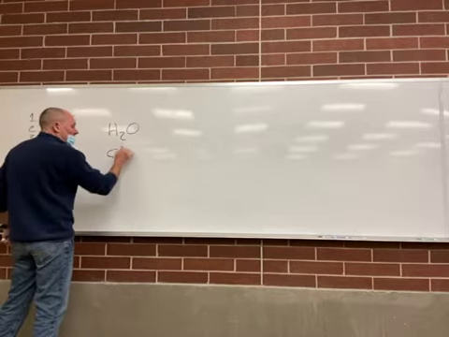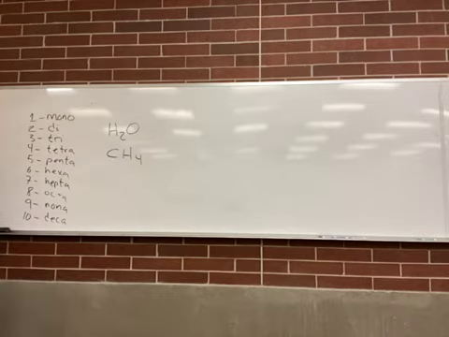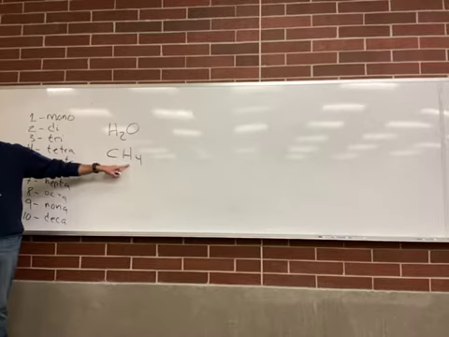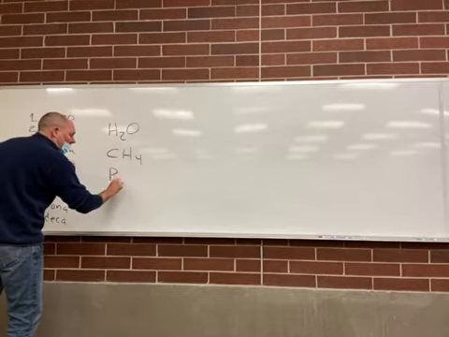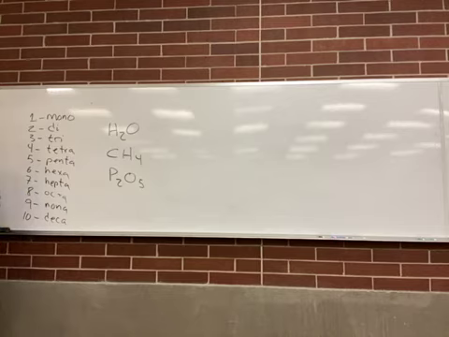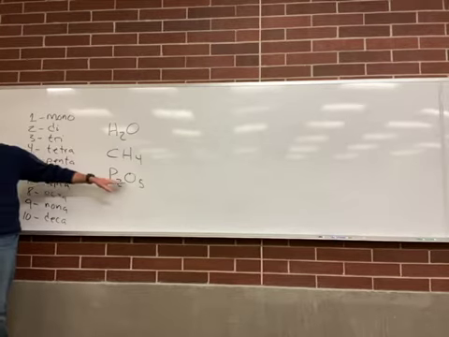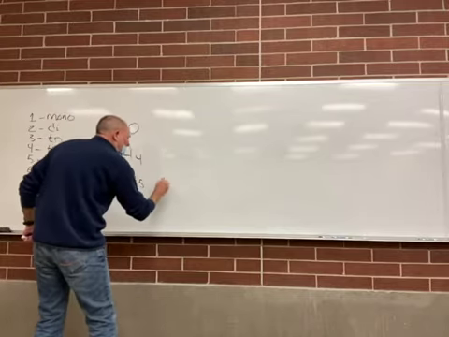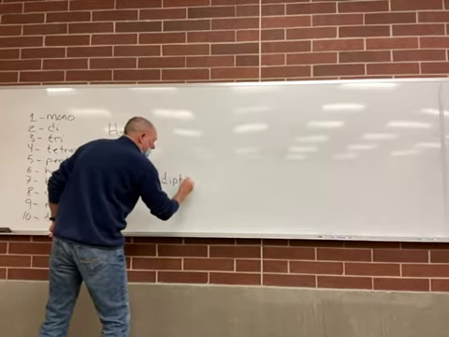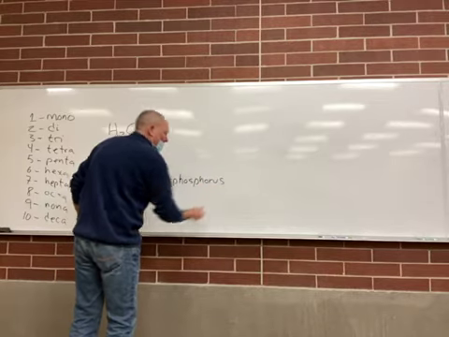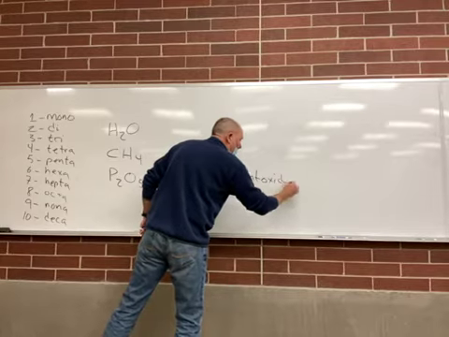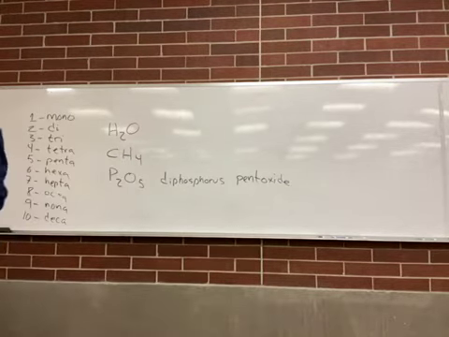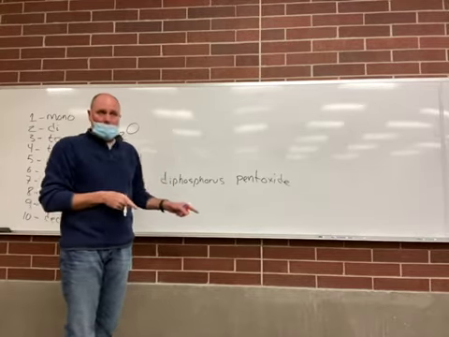If you have something that looks like this, what are we going to call that? Well, this is carbon tetrahydride. We have a common name, it's called methane, but we'll get to that when we get to organic chemistry. If I have something that looks like this, it's going to be diphosphorus pentoxide. This is an interesting one. So this is going to be diphosphorus pentoxide. Now, sometimes, and I'm not a stickler on this, you'll sometimes see this pentaoxide or pentoxide.